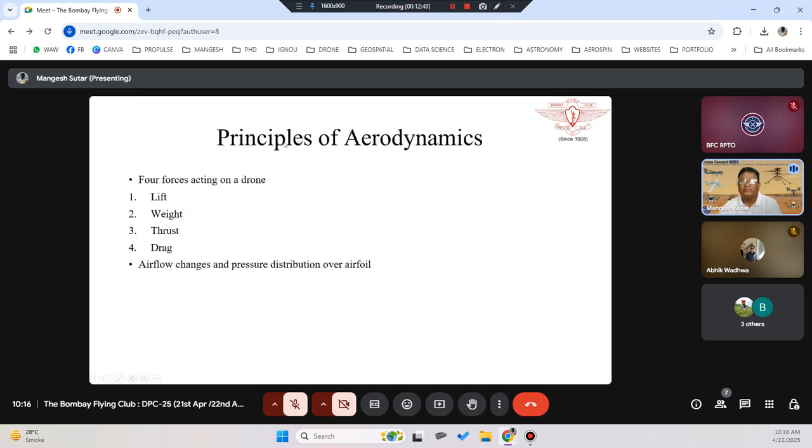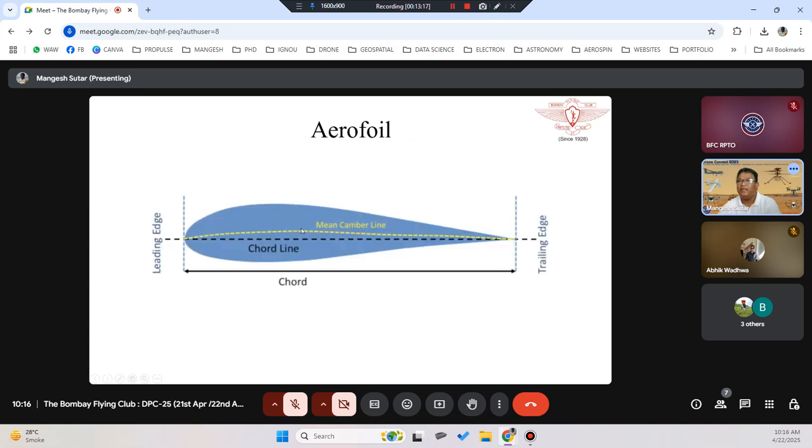So again, since the hybrid drone or hybrid craft will also require the forces acting on the drone, because it is also having a similar structure to the aeroplane, the lift will be there, weight will be there, thrust will be there, drag will be there. So airflow changes pressure distribution over the airfoil. When it is flying in a forward motion, the hybrid drone is actually flying like an aeroplane. Okay, so we saw about the aerofoil yesterday.